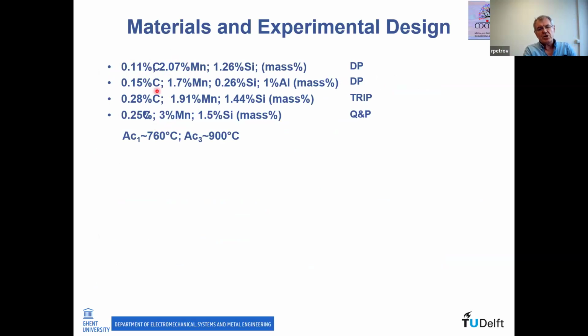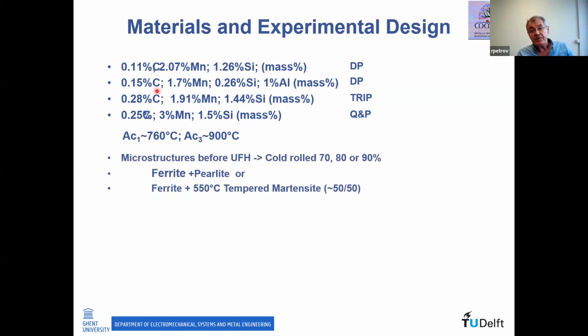Those are steels with the composition of DP steels, steel which we use as a TRIP-assisted steel, and steel which we use as a quenching and partitioning steel, and most of them have Ac1, Ac3 in the range between 760 and 900 degrees. And we did experiments with different microstructures before ultra-fast heating, cold rolled to different reductions.